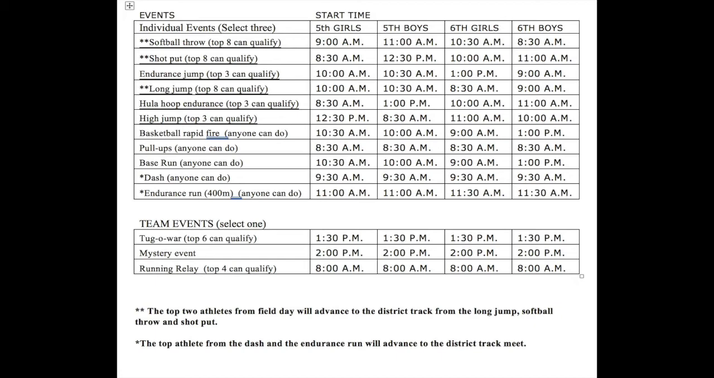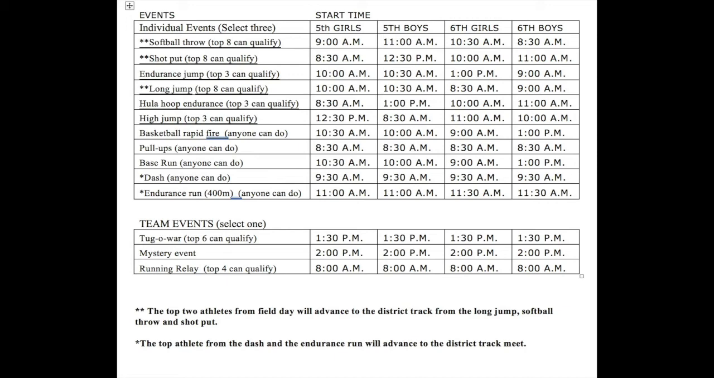The only events that are limited to the top 3 boys or girls from your class are the jump rope, the hula hoop, and the high jump. But don't forget that not everybody who qualifies for an event is going to want to do it on field day, and that no one can do more than 3 individual events and 1 team event, no matter how many events they qualify for.